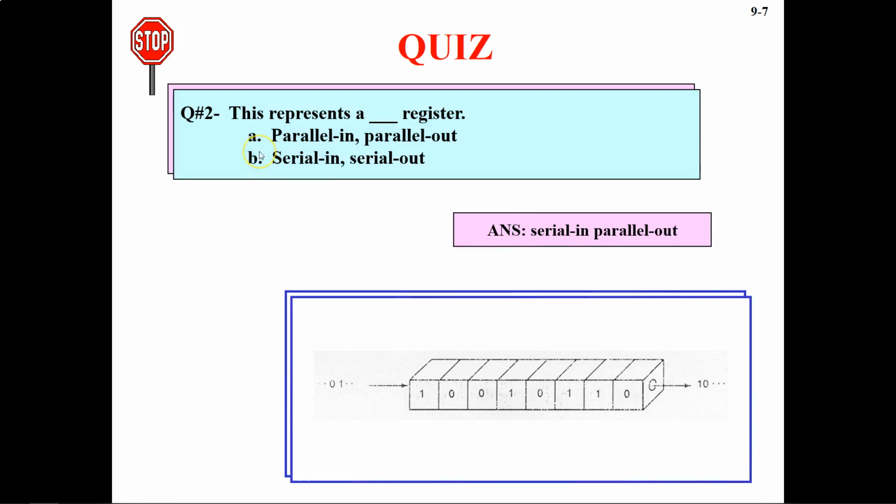Now the next question is, what does this represent? Is it parallel in, parallel out, or serial in, serial out? It's pretty easy. You see that data is going into this 8-bit register, and then shifting, and the data is coming out from this side, which is serial out. If the data is transferring in this form, then this is called serial in, serial out.